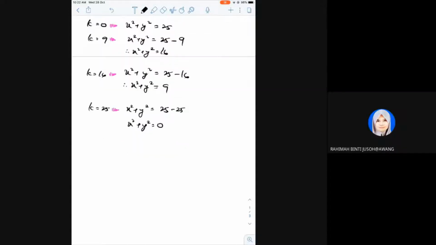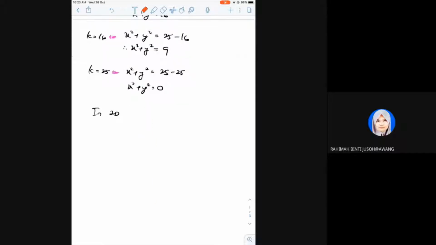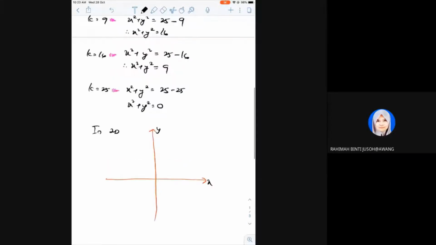Right now we are going to sketch the contour plot or the level curves in 2D. In 2D means we will have x and y coordinates. Guys, you should use your ruler, okay? Please use your ruler so that your graph will be nicer. I'm using an iPad, so I don't have a ruler with me right now.